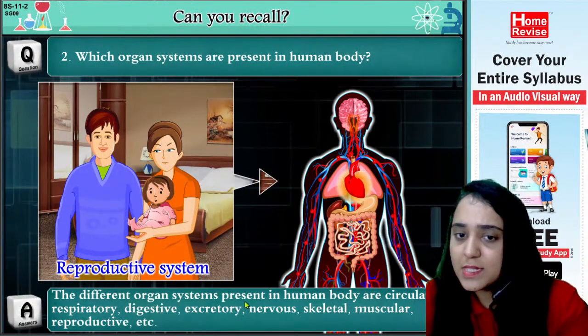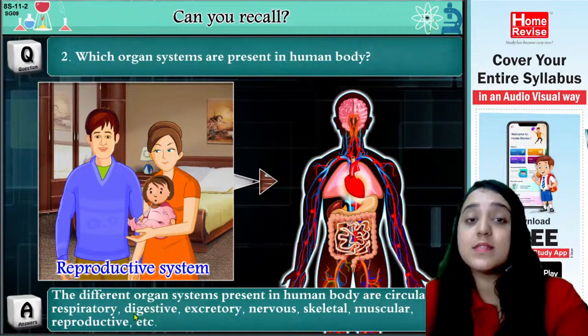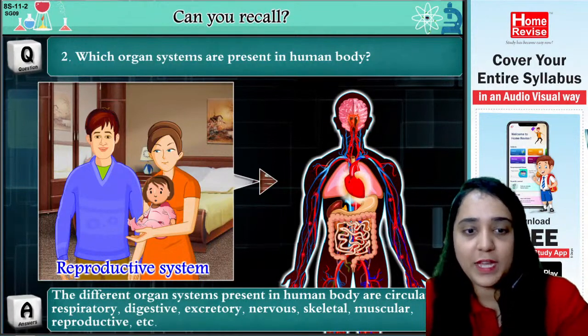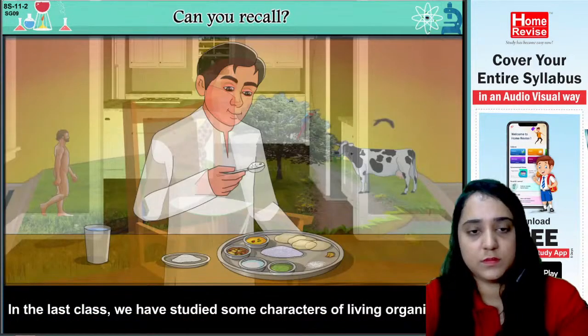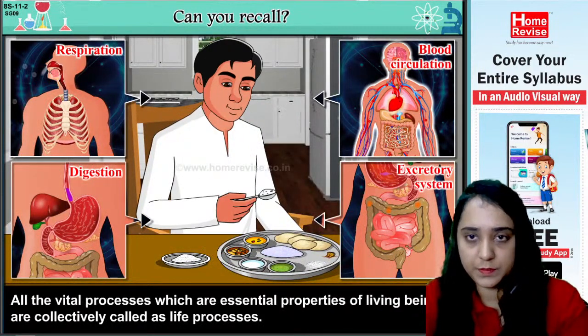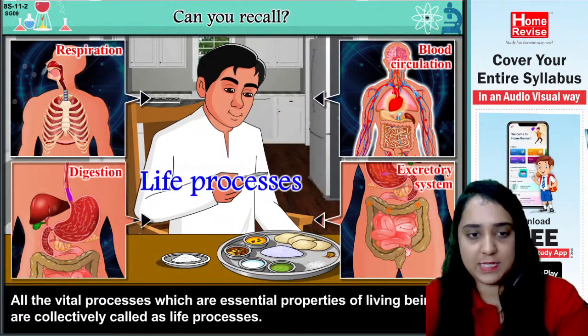So our human body comprises all the organ systems. Fine. In the last class, we studied some characteristics of living organisms. All the vital processes which are essential properties of living beings are collectively called life processes.